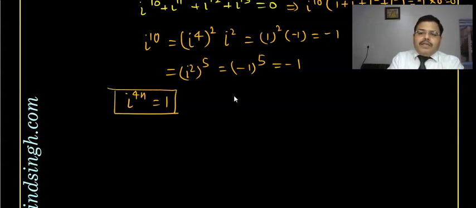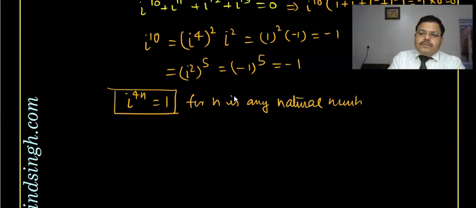But iota to the power 4n is always 1 for n being any integer, any natural number. Right. So this is what we can understand.